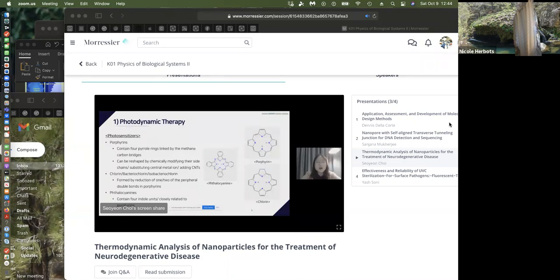As for chlorin variants, they're formed by the reduction of 1 or 2 of the peripheral double bonds in porphyrins. And phthalocyanines are also closely related to porphyrins. They contain 4 isoindole units, as you can see in the picture on the right.